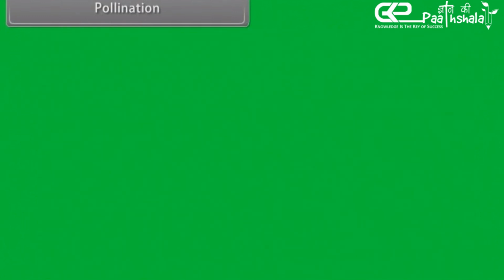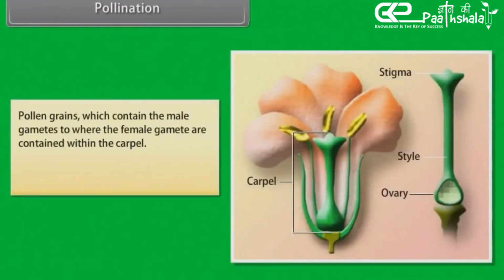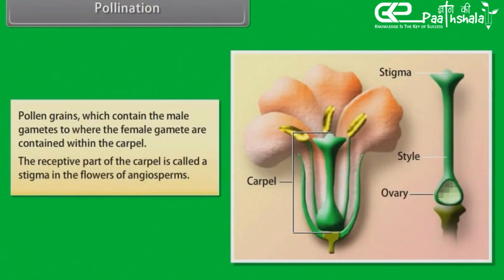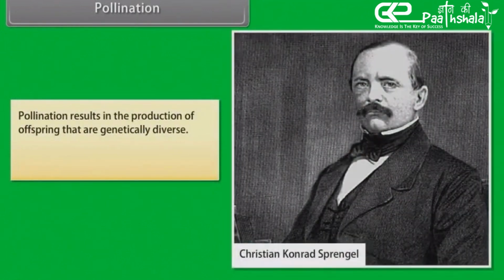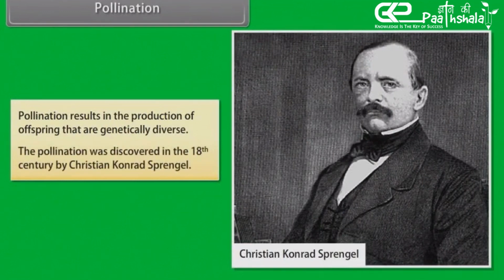reproduction. Pollen grains contain the male gametes, and they are transferred to where the female gametes are contained within the carpel. The receptive part of the carpel is called a stigma in the flowers of angiosperms. Pollination results in the production of offspring that are genetically diverse. Pollination was discovered in the 18th century by Christian Conrad Sprengel.